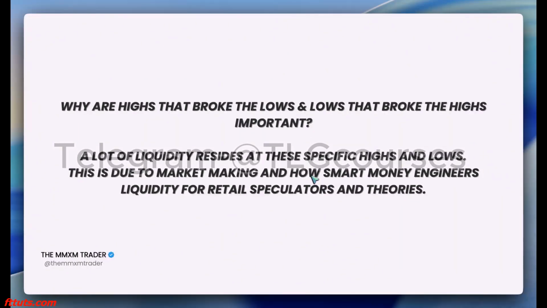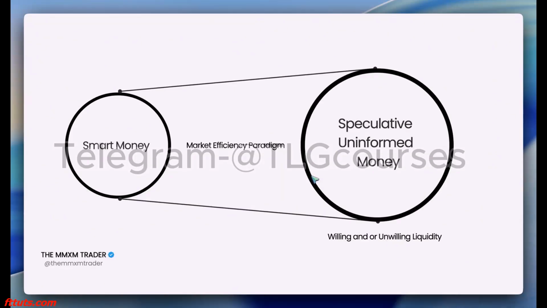Why are highs that broke the lows and lows that broke the highs important? A lot of liquidity resides at these specific highs and lows. This is due to market making and how smart money engineers liquidity for retail speculators and retail theories on price action, right? And this is where the understanding of the market efficiency paradigm comes in. Smart money is here. Uninformed money, that's all of us, retail, and how they engineer liquidity for retail to see is what this is here. And we're going to be looking at some retail concepts to actually understand how smart money traps them.